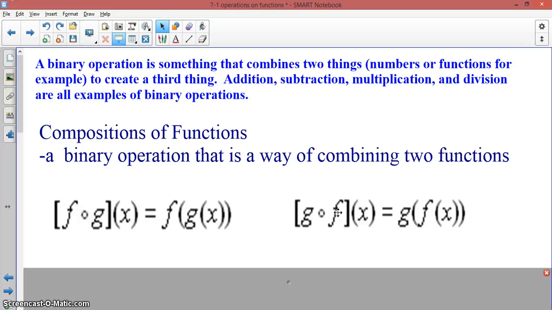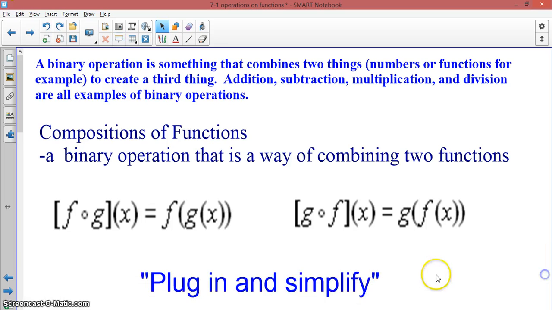Then to combine them, the symbol you use is a little circle. So this means f composed with g. That's how we could say that. Or the composition of functions of f and g. Or vice versa. F composed with g of x. This is a composition of g and f, which aren't necessarily the same thing, as we're going to find out.